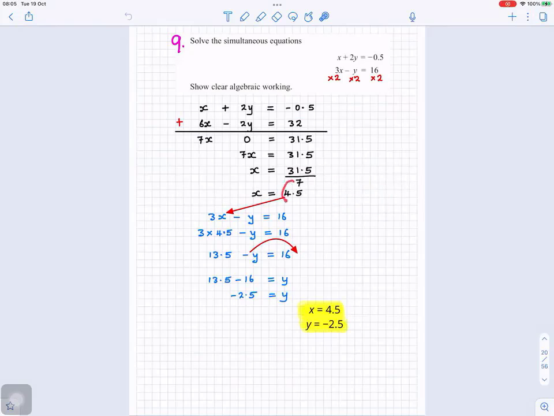So we take that value for x and substitute it in one of the equations. I have chosen to substitute that 4.5 in place of x there. So 3 times 4.5 minus y equals 16. So 13.5 minus y equals 16. Minus y goes to the right, it becomes plus y. 16 goes to the left, it becomes minus 16. So 13.5 minus 16 equals minus 2.5. So x is 4.5 and y is minus 2.5.